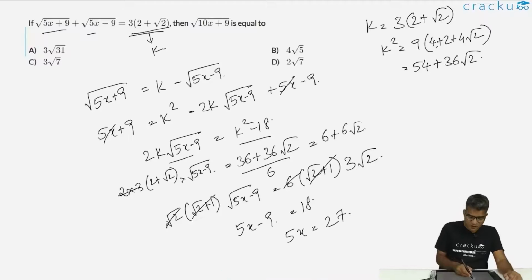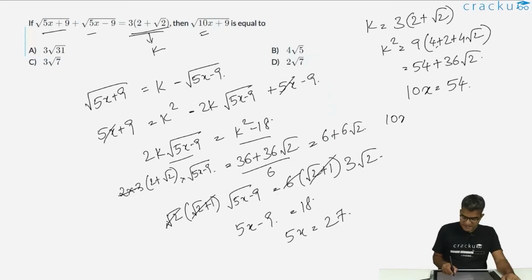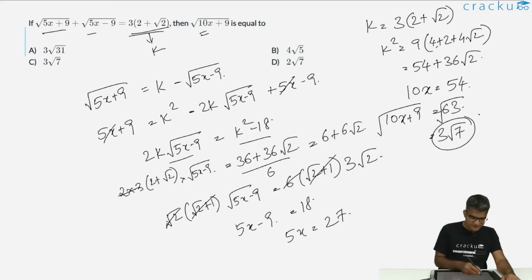So what is the value of 10x? 10x will therefore be equal to 54. 10x plus 9 will be equal to 63. So square root of 10x plus 9 is square root of 63, which is equal to 3 times square root of 7, which is option C.